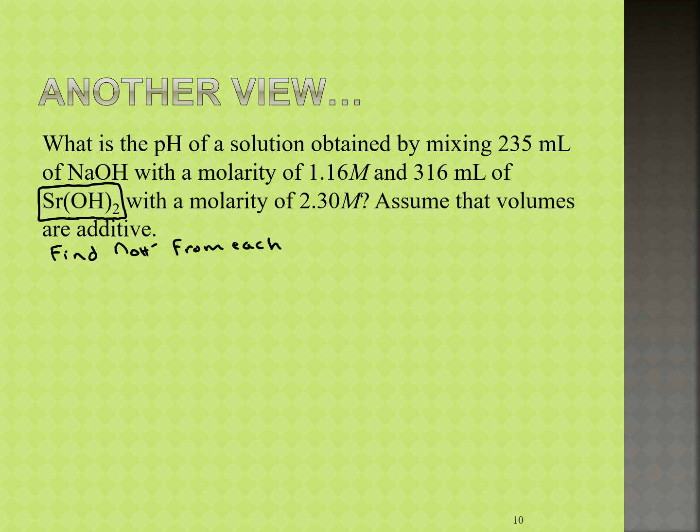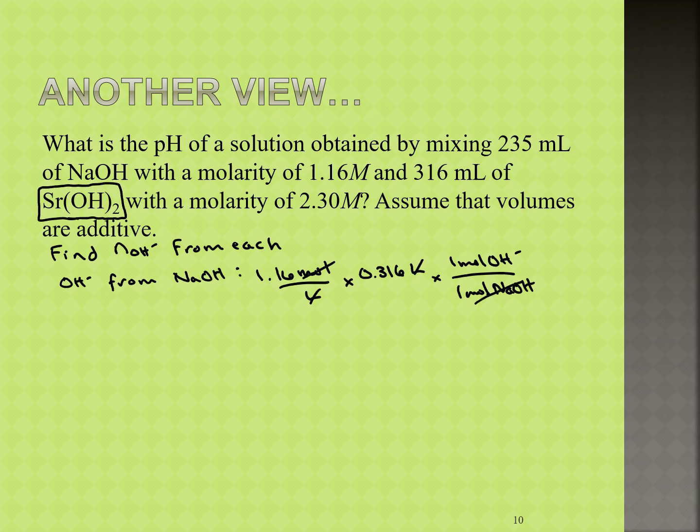So the OH from sodium hydroxide is, we have 1.16 moles per liter of sodium hydroxide times its volume, 0.316 liters. And we have 1 mole of hydroxide for every 1 mole of NaOH. And so we're going to end up with 0.2726 moles of hydroxide from that.